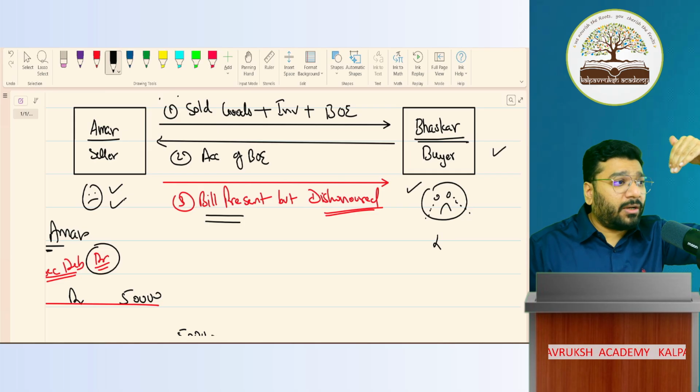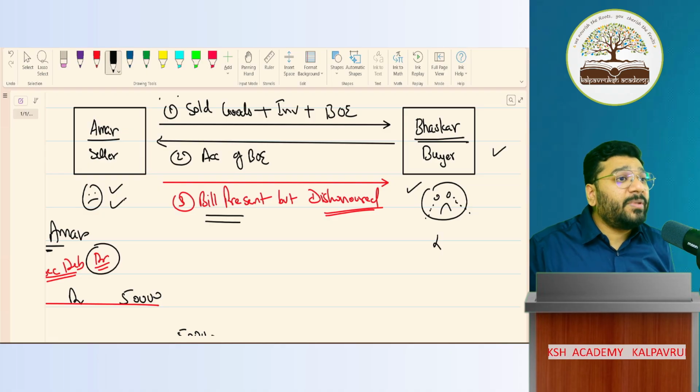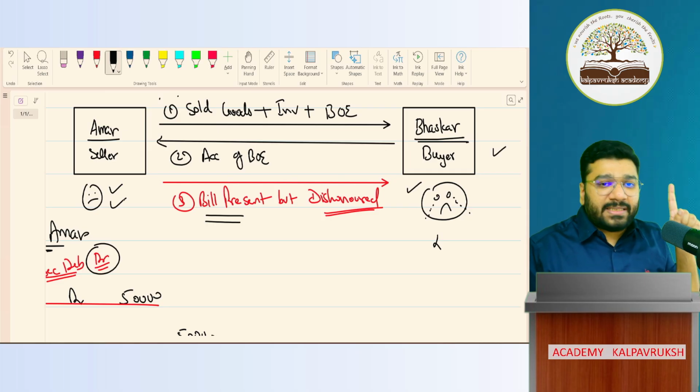But Bhaskar did not honour it. So Amar has to go and tell this information to the notary public. Now what will the notary public do? On the very same day, the very same moment, he will come and do the presentment on behalf of Amar. So presentment is happening on the same day.